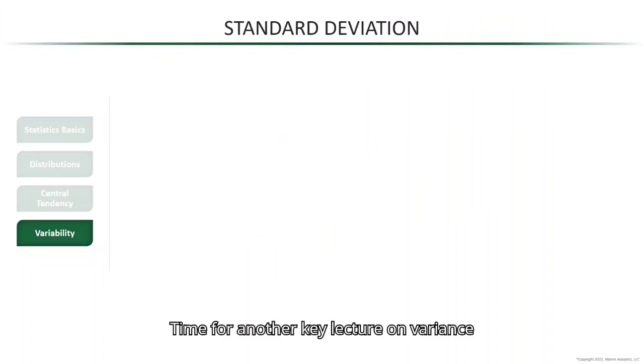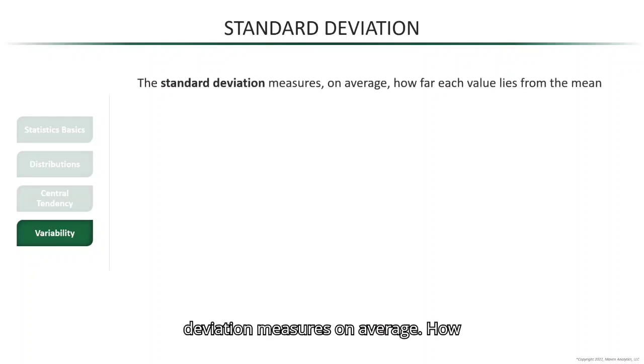Time for another key lecture on variance, and most importantly, standard deviation. Now, the standard deviation gets a bad rep, in my opinion, for being this mysterious and complicated number that is really difficult to interpret. But I'm here to tell you that it's actually pretty intuitive and extremely useful if you give it a chance. Ultimately though, the standard deviation measures, on average, how far each value in your sample lies from the mean. That's it.